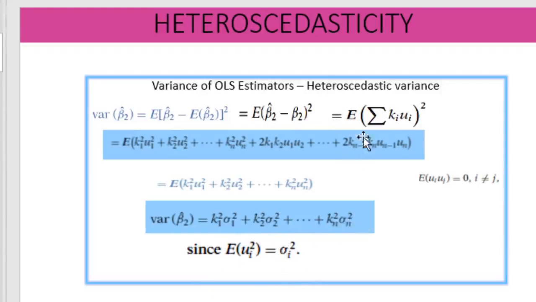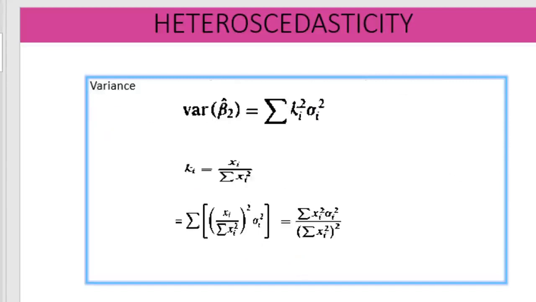Since heteroscedastic variance is followed here, expected value of ui square equals sigma i square. Then variance of beta 2 cap equals sigma of ki square into sigma i square. Then ki equals xi by sigma xi square. Then ki square equals, sigma of xi by sigma xi square, the whole square, into sigma i square. This can be written as sigma xi square sigma i square divided by sigma xi square the whole square. This is the variance of least square estimators when the heteroscedasticity problem is present.